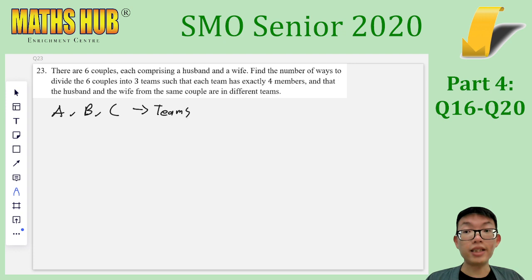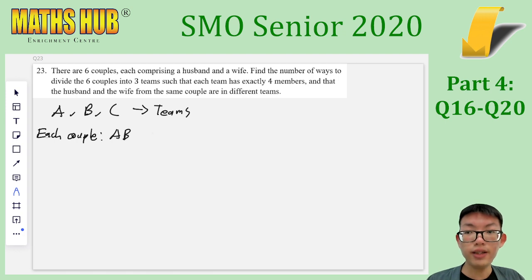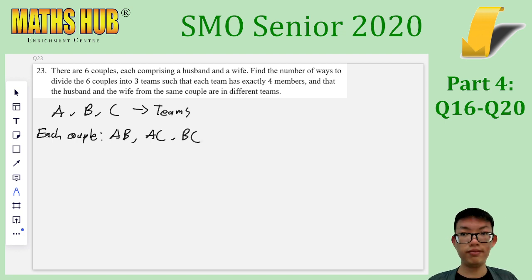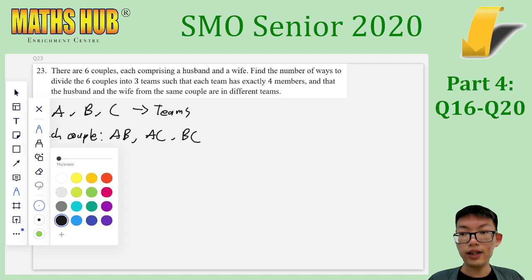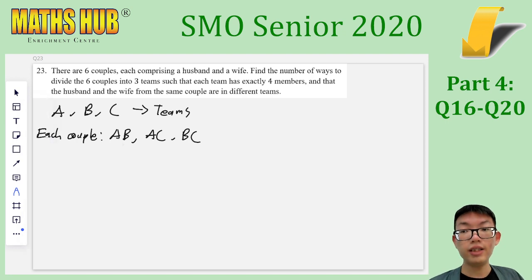Now, among the 6 couples, each couple essentially has a decision. They can either go A and B, A and C, or B and C, since they cannot be in the same team. Notice that there are 6 couples who have to make this decision. And the 6 couples making these decisions would end up giving each team exactly 4 members.